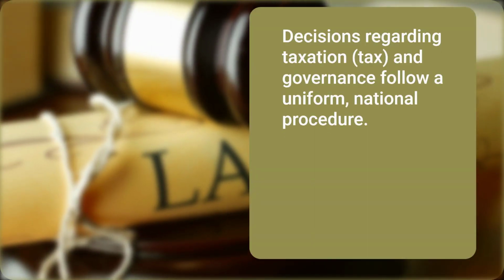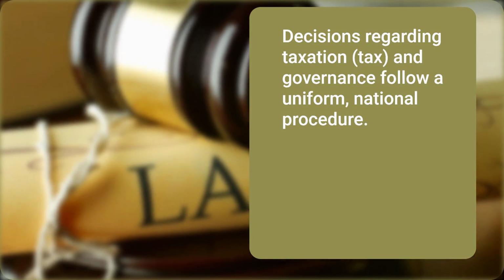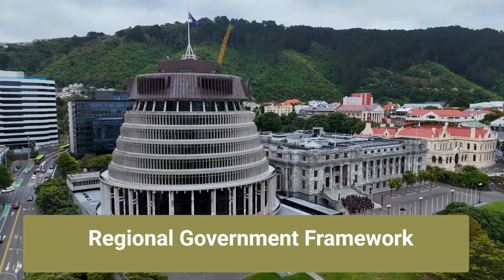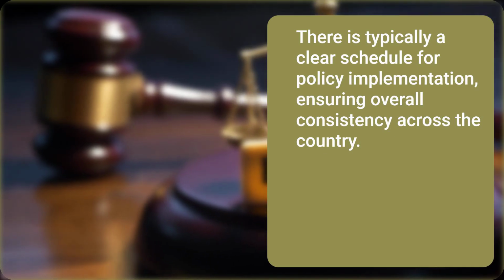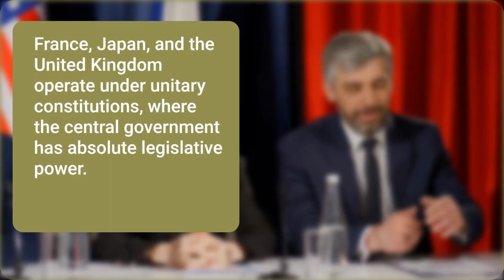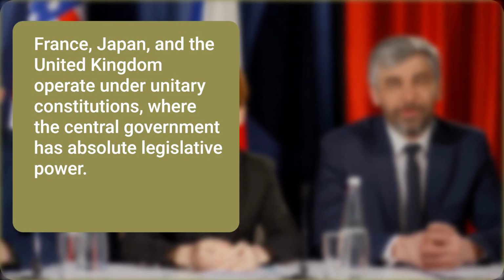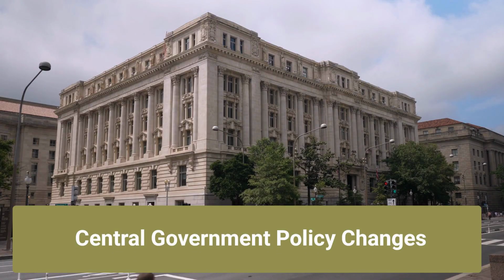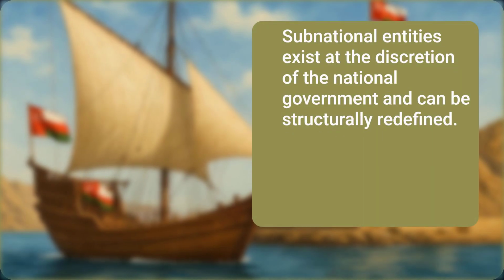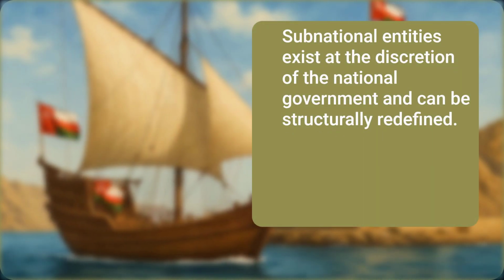Decisions regarding taxation and governance follow a uniform national procedure. Regional governments function under a statutory framework and do not possess constitutional independence. There is typically a clear schedule for policy implementation, ensuring overall consistency across the country. Examples: countries such as France, Japan, and the United Kingdom operate under unitary constitutions where the central government has absolute legislative power. Sovereignty implications: the central government can declare policy changes without needing approval from regional governments. Subnational entities exist at the discretion of the national government and can be structurally redefined.